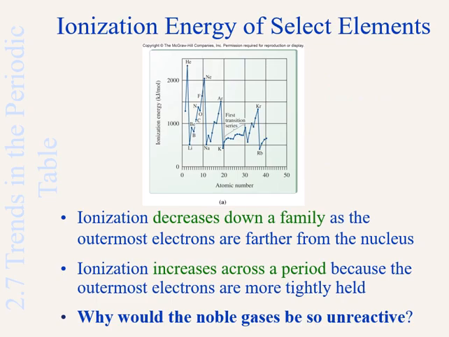So let's look at the trend for the ionization energy, and it might look messy here, but it will soon make sense. Ionization energy decreases down a family, meaning it decreases going down a group, and it increases across a period, meaning going to the right it increases. Why would that be the case? Why would it decrease down a group and increase across a period?